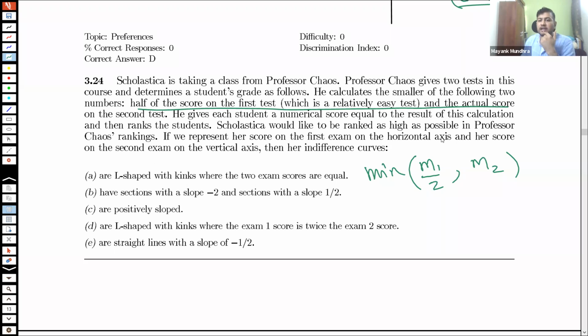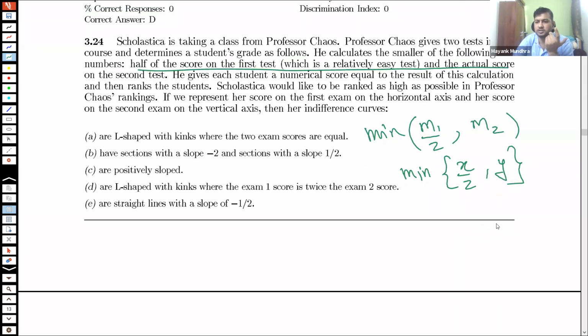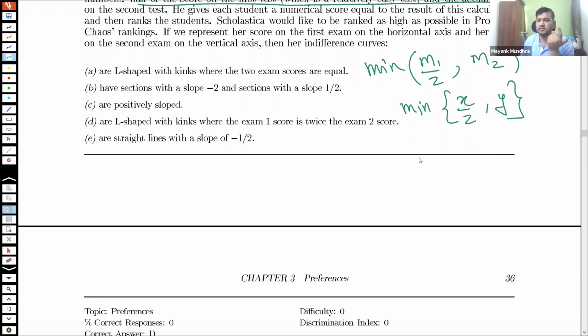Scholastica would like to be ranked as high as possible in Professor Chaos's ranking. If we represent her score on the first exam on the horizontal axis and the second on the vertical axis, then her ICs. So this is just min of x by 2 comma y. Why couldn't you do this, Kashish? You have done this. How do we find min of x by 2 comma y?